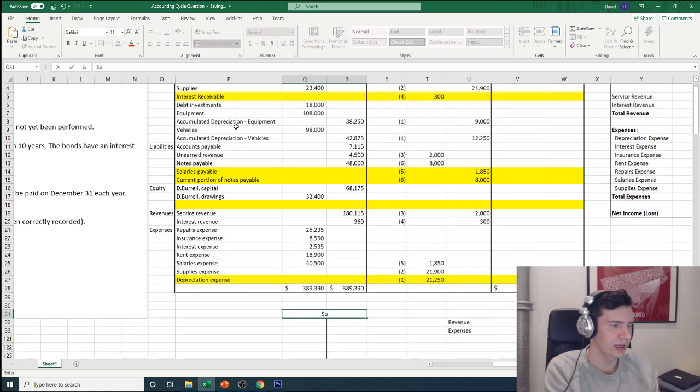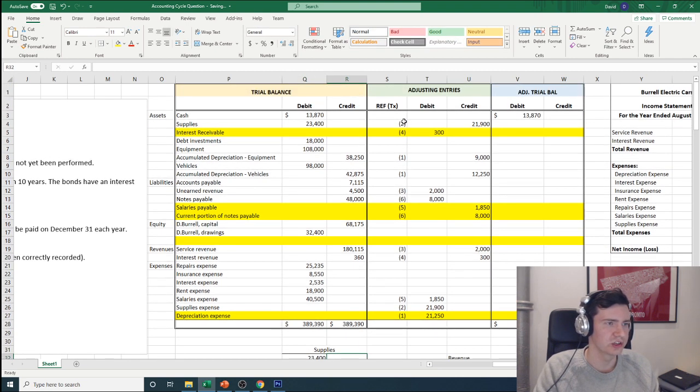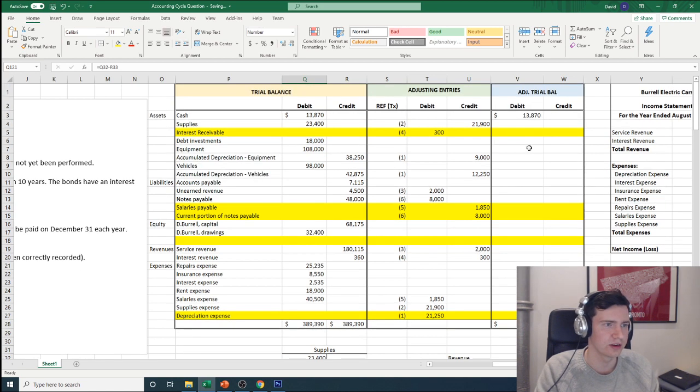So our supplies had a debit balance of 23,400, and then we had this transaction which adjusted by 21,900. So 21,900 is the credit. The ending balance is going to be the 23,400 minus 21,900, and that's going to be a final debit balance of 1,500. So that's what we're going to have as our supplies amount. Interest receivable, we didn't have any amount on our trial balance statement, and we adjusted it by 300. So the final balance is just going to be 300.